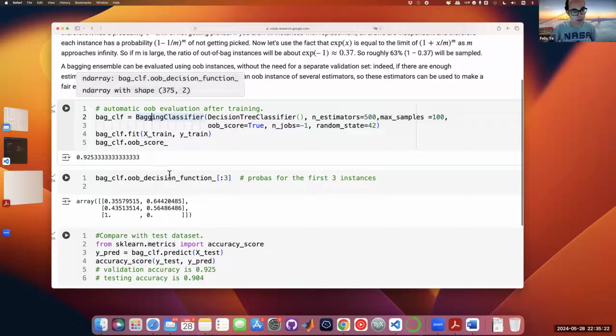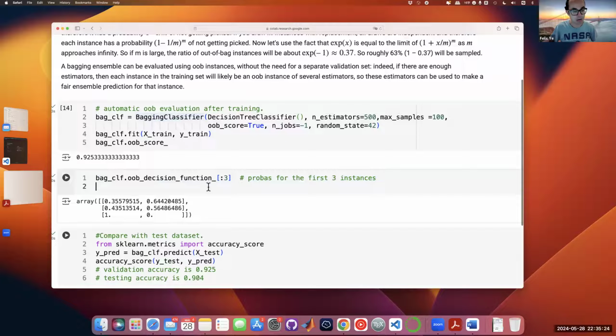You can see right here, this also gives you the OOB decision function. This is the probability for the first 3 instances. So you have 94% to be 1. This one only has a 96% to be 1. Then the third one, we know this is perfectly 0.